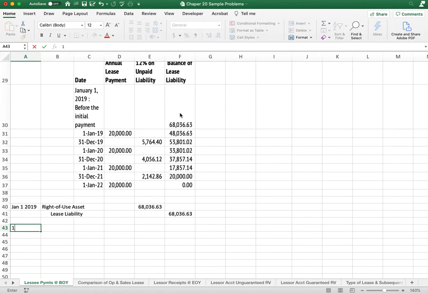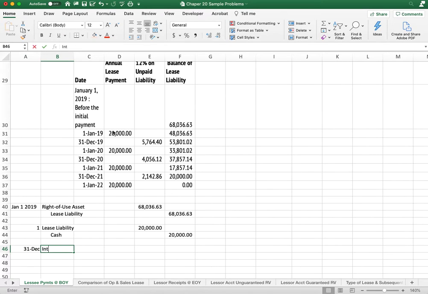Then also on the first, we are going to debit our lease liability, as we can see in our table, and credit cash for that $20,000. Then on December 31st, we need to record our interest expense, and that's going to be a credit to our lease liability to increase that liability. And we can pull this straight out of our table.